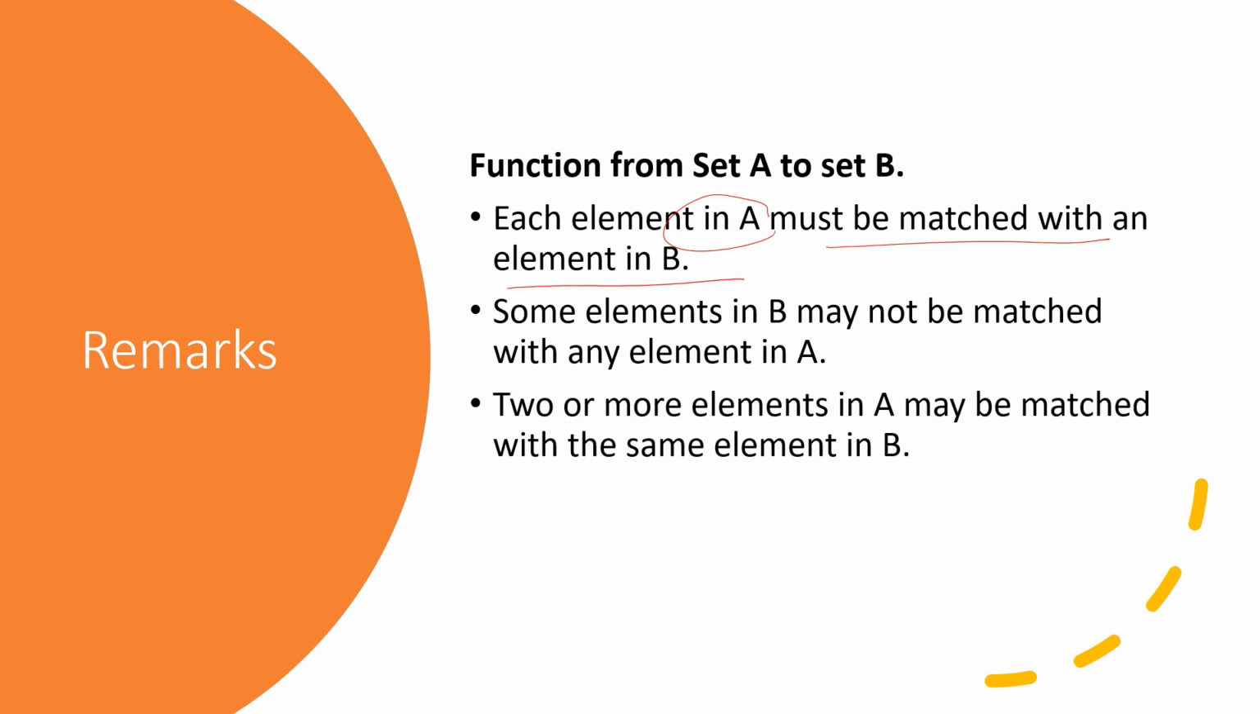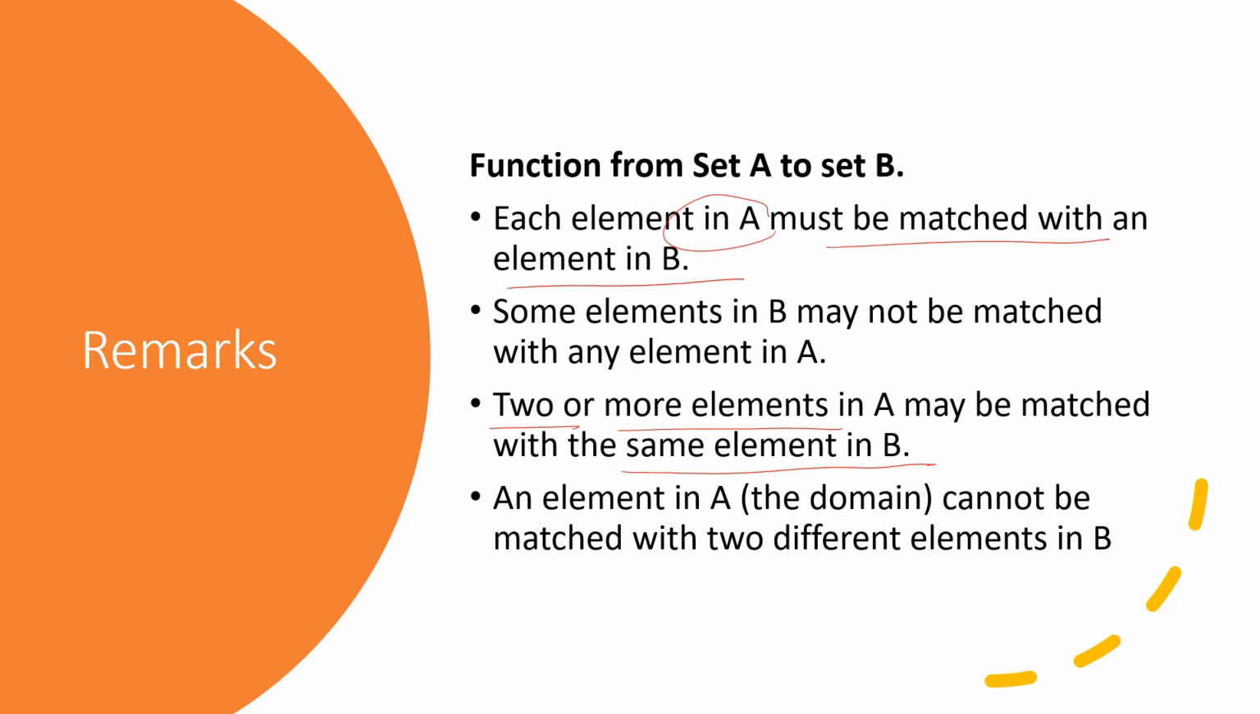Now, another is that two or more elements in the domain A may be matched with the same element in B. There was an example in the previous slide where two elements in A share the same element in B. So that's why that relation or set of ordered pairs is also considered a function.